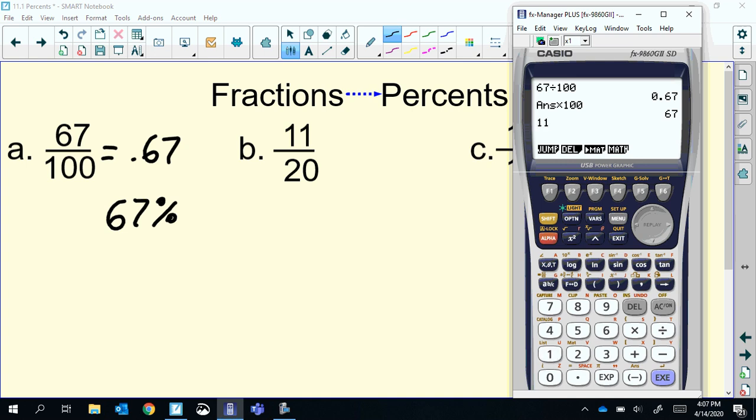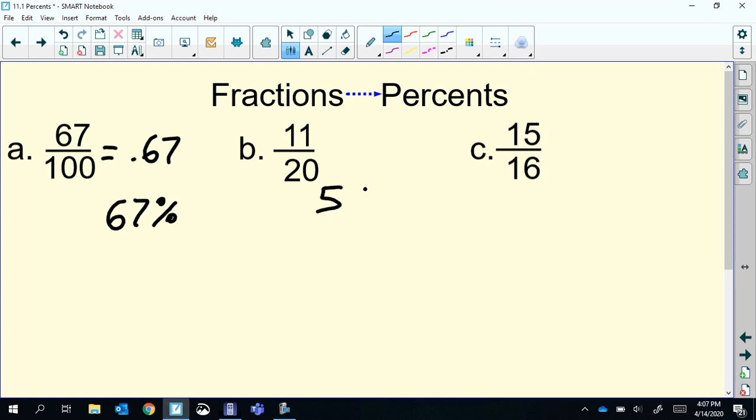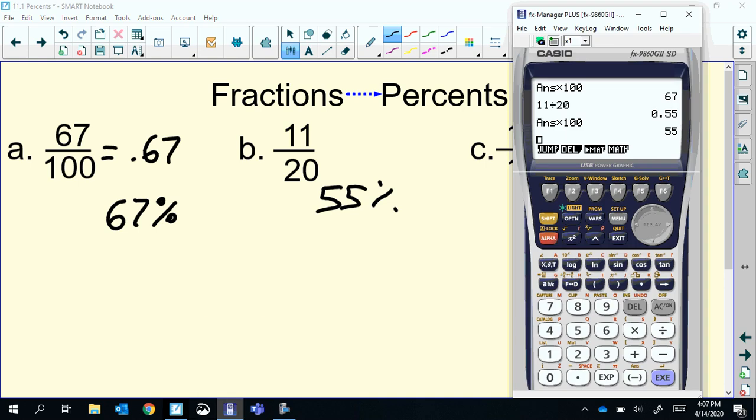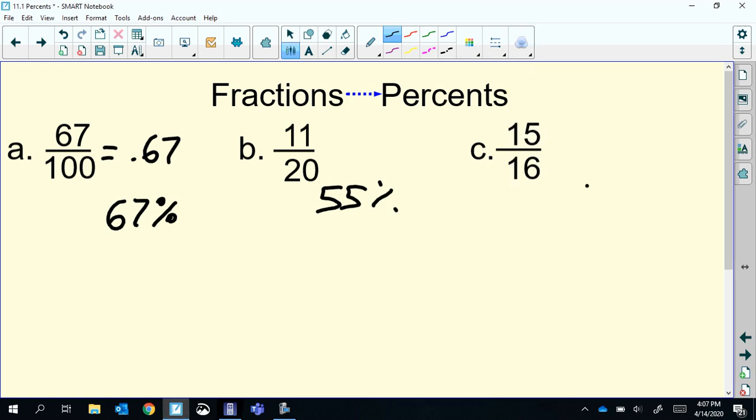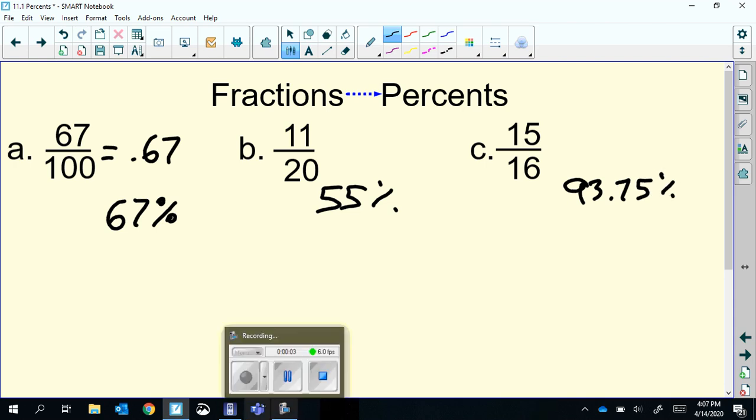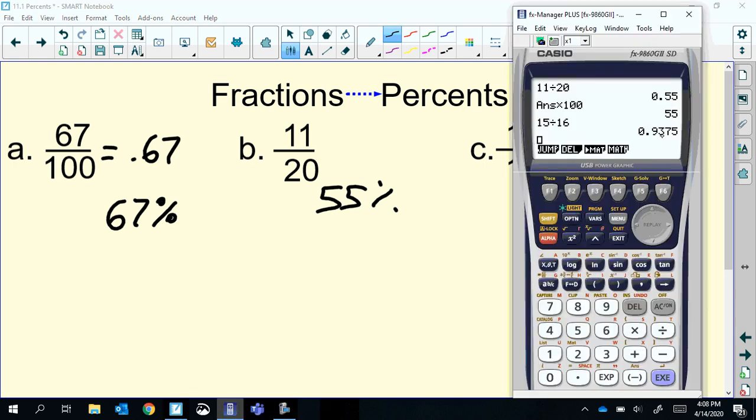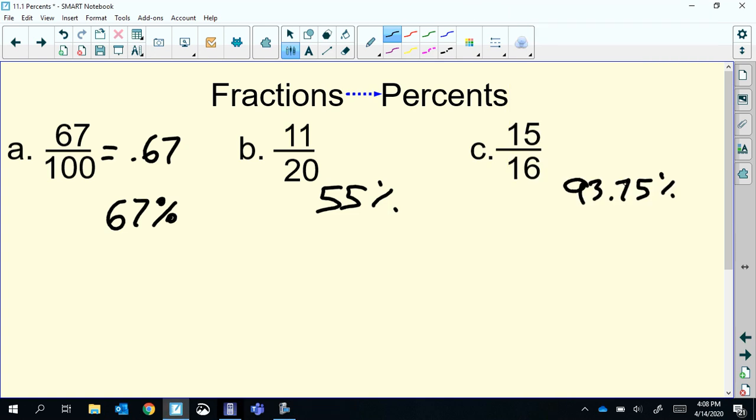11 over 20. So if you're doing that with your calculator, that is 0.55, which multiplied by 100, or move the decimal 2 spots, you get 55%. 15 over 16 is 0.9375. Multiply by 100, or move it 2 spots, to change it to a percent: 93.75%.